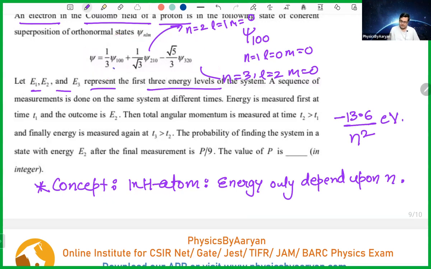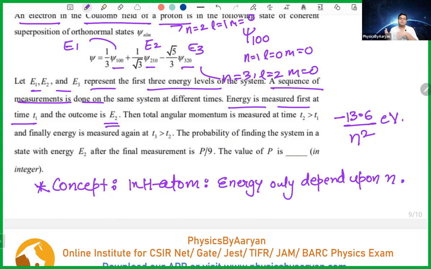Okay. So n in all the 3 states is different. So this is going to have energy E1, this is going to have energy E2, and this is going to have energy E3. Okay. Then they say a sequence of measurements is done. So they do the measurements in a sequence. So what do they do? They measure the energy at time t1. So at time t1, they measure the energy, and the outcome is E2. And then you know what the outcome is.